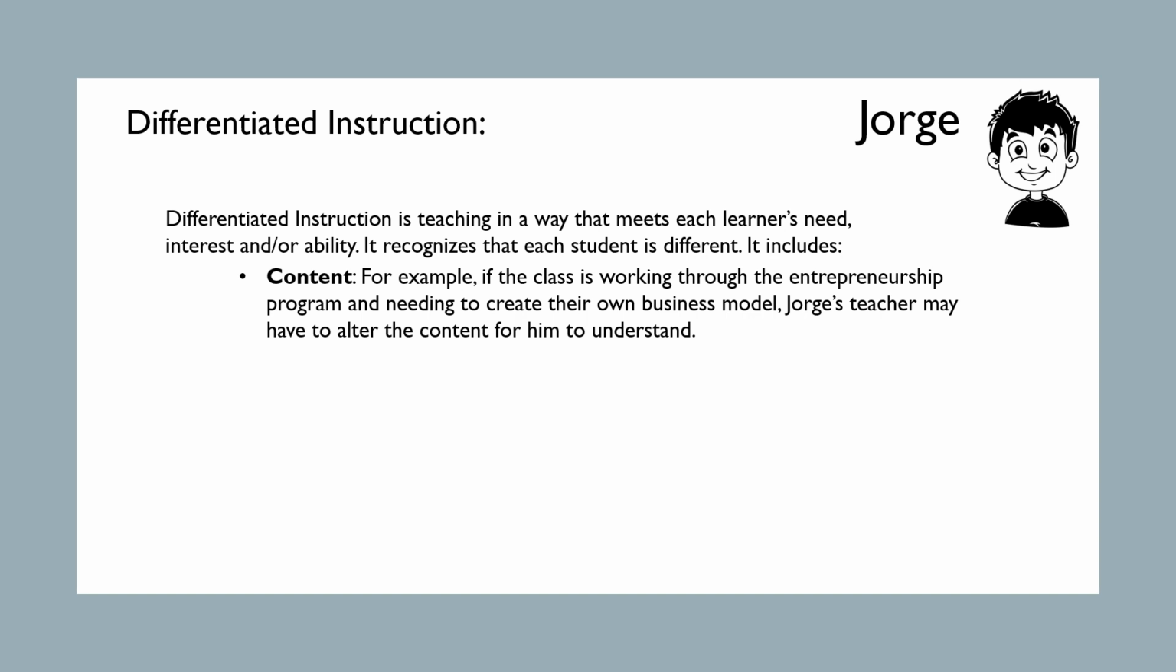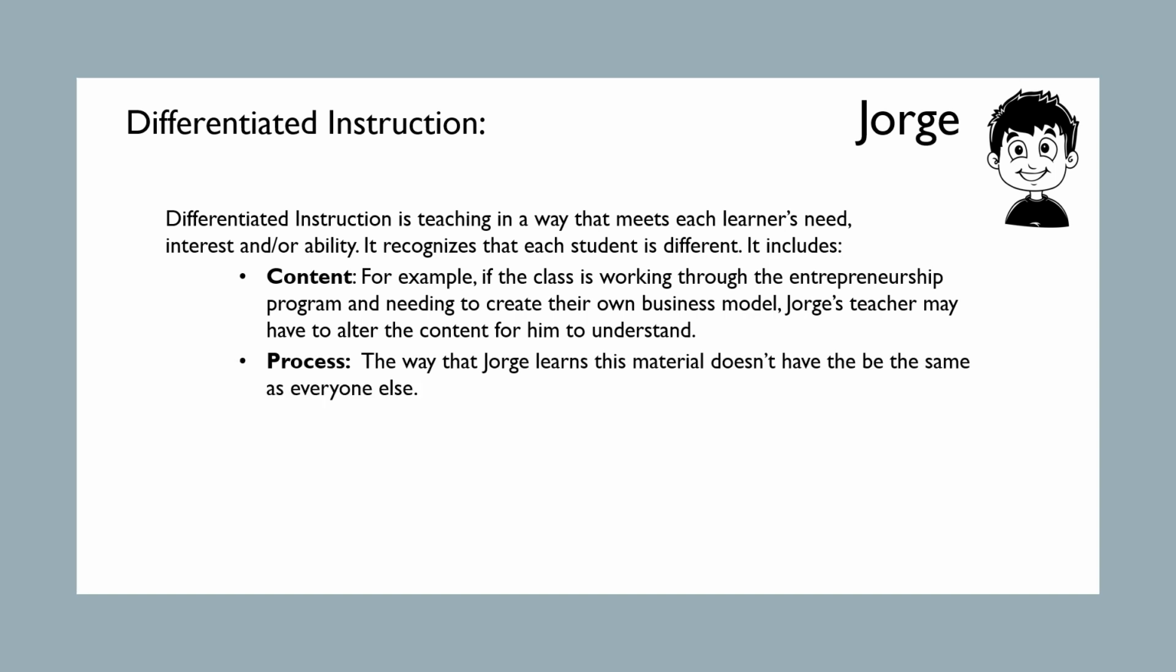Content. For example, if the class is working through the entrepreneurship program and needing to create their own business model, Jorge's teacher may have to alter the content for him to understand. For example, if the class is studying an entrepreneur and using a lot of academic vocabulary like challenges, obstacles, and contributions, instead, Jorge could be looking up a series of those academic words in Spanish and adding them to his personal dictionary. He'll be learning the same information, but differentiated to suit his needs. He could also watch a video of a Spanish entrepreneur.